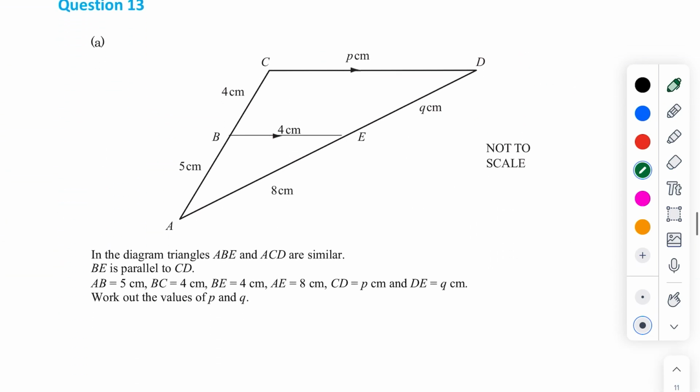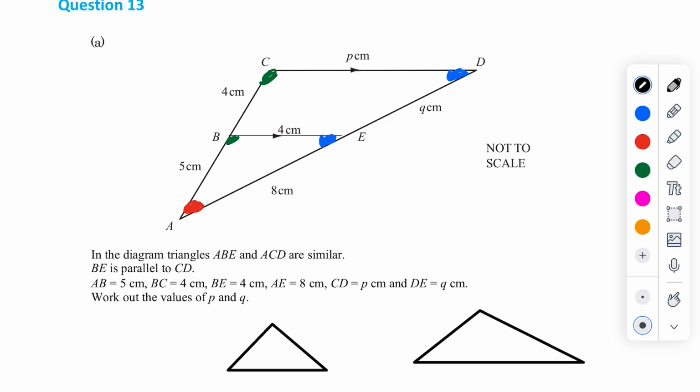Question number 13. In the diagram, triangles ABE and ACD are similar. BE is parallel to CD. Find the values of P and Q. So this angle equals this angle, and because they are corresponding angles, these two blue color angles are also corresponding angles, and this red color angle is common in both. So what am I going to do? I'm going to redraw the triangles.